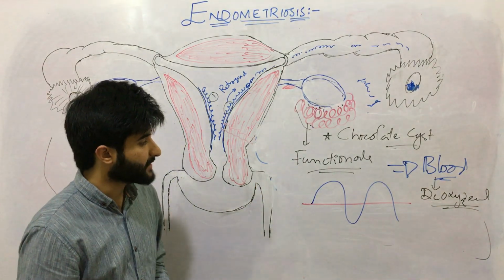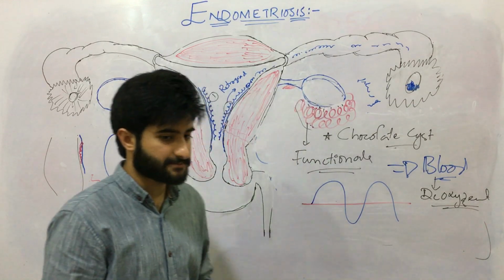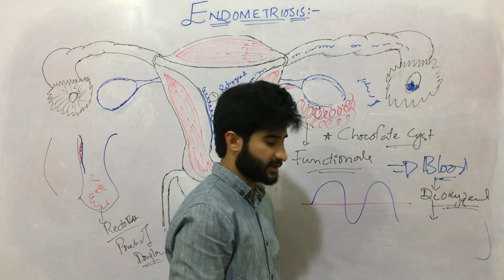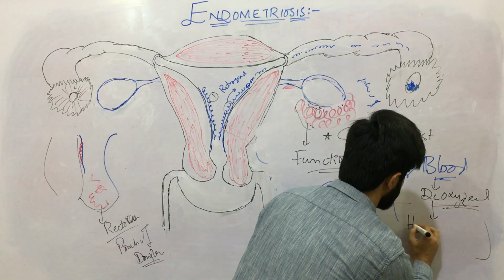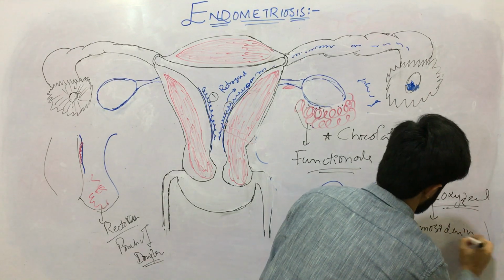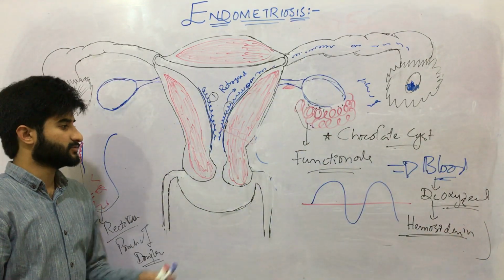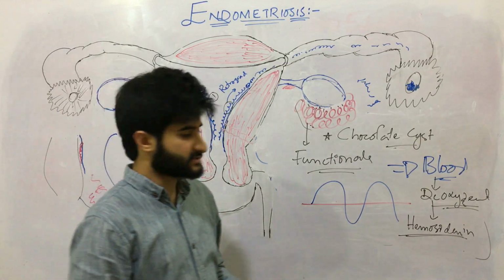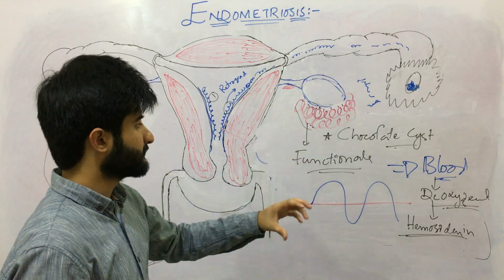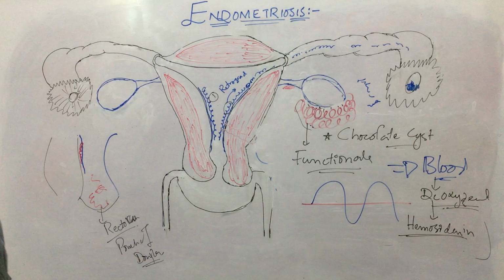The second thing which happens to this blood is that as it gets older and older, there is breakdown of hemoglobin, and hence there is deposition of hemosiderin. And this hemosiderin gives it a dark brown chocolate-like appearance. This hemosiderin and deoxygenation give the blood a chocolate cyst appearance. Hence, the chocolate cyst appears to us grossly.